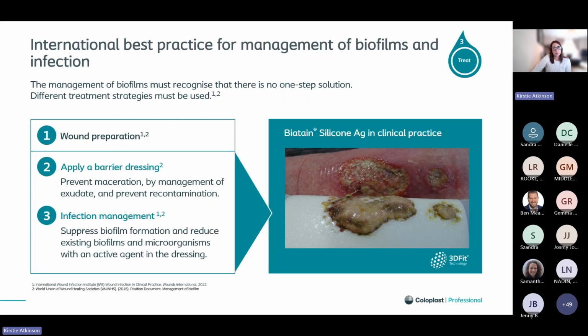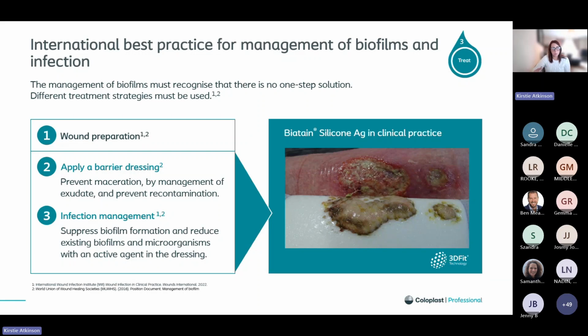The international best practice guidance for the management of biofilms and infections said step 1 is wound preparation, but they said it's not a one-step solution. You also then need to think about your dressing choice. So you want a barrier dressing, you want one that's going to prevent maceration by managing that exudate and also prevent recontamination. And if you have got a wound that's got an infection or a biofilm, you want one that's going to suppress that biofilm from forming back.